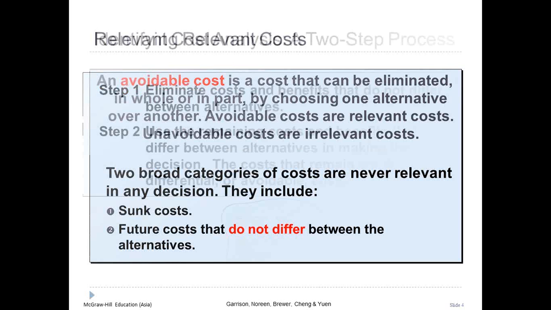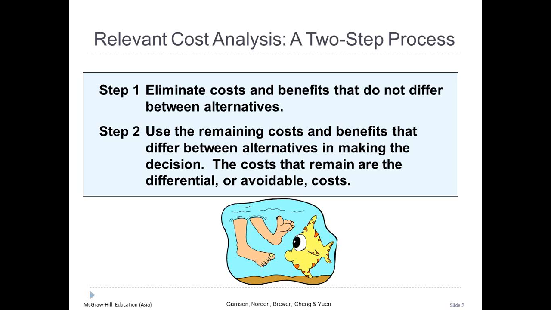So, relevant cost analysis is a two-step process. The first step is to eliminate costs and benefits that do not differ between alternatives. These irrelevant costs consist of sunk costs and future costs that do not differ between alternatives. The second step is to use the remaining costs and benefits that do differ between alternatives in making the decision. The costs that remain are the differential or avoidable costs.